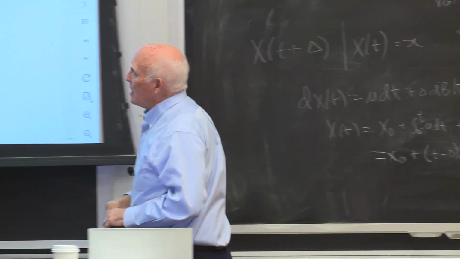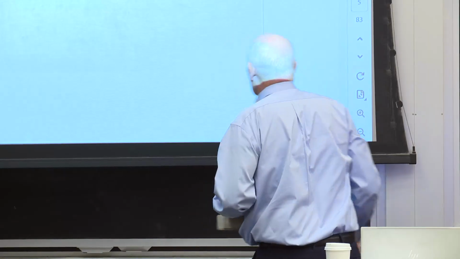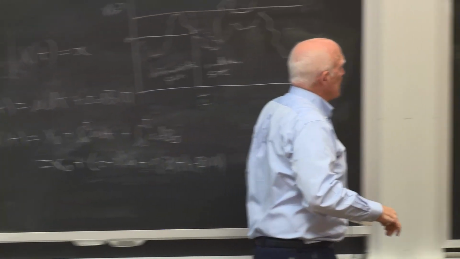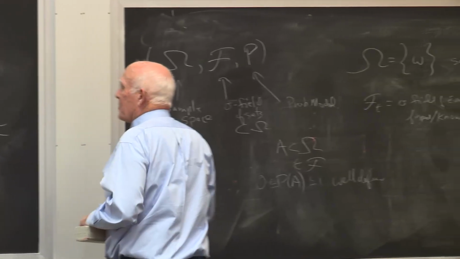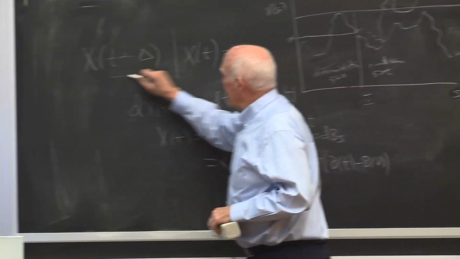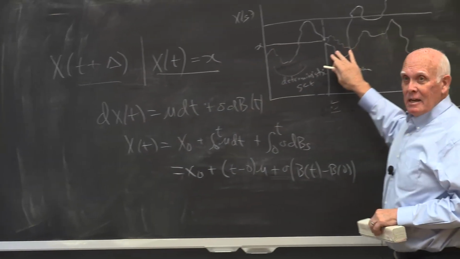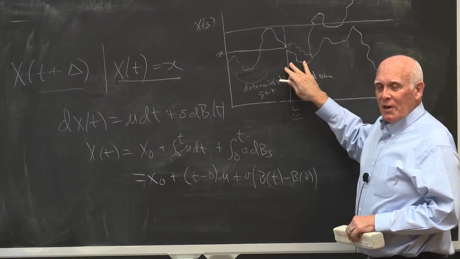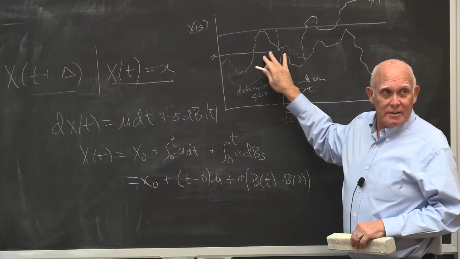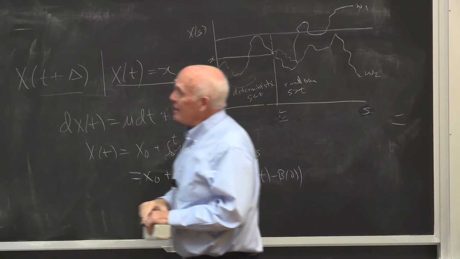Now, if we have this probability measure on omega, the space of all possible paths, if we consider the conditional distribution given x at time t, then we're trying to specify the model for all future paths that start at the level x at time t.